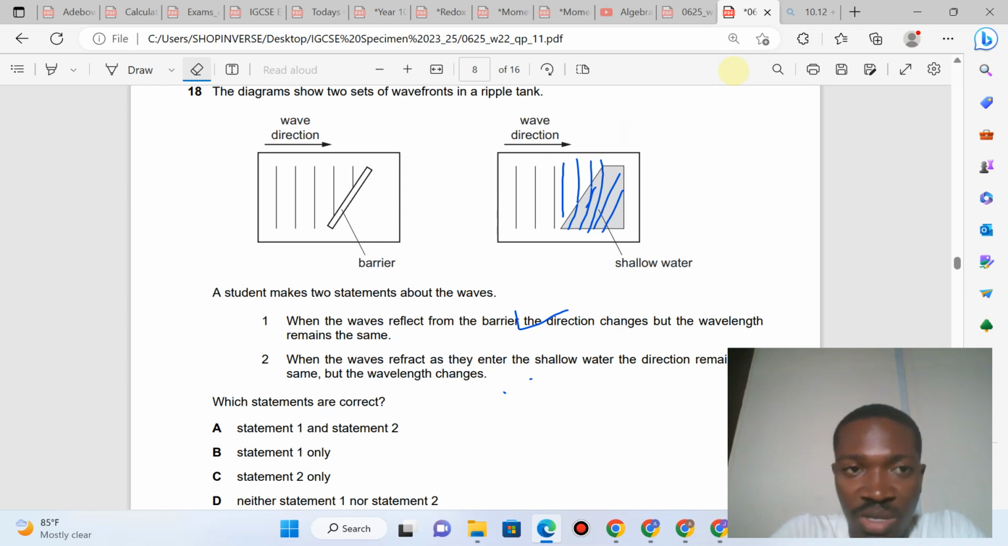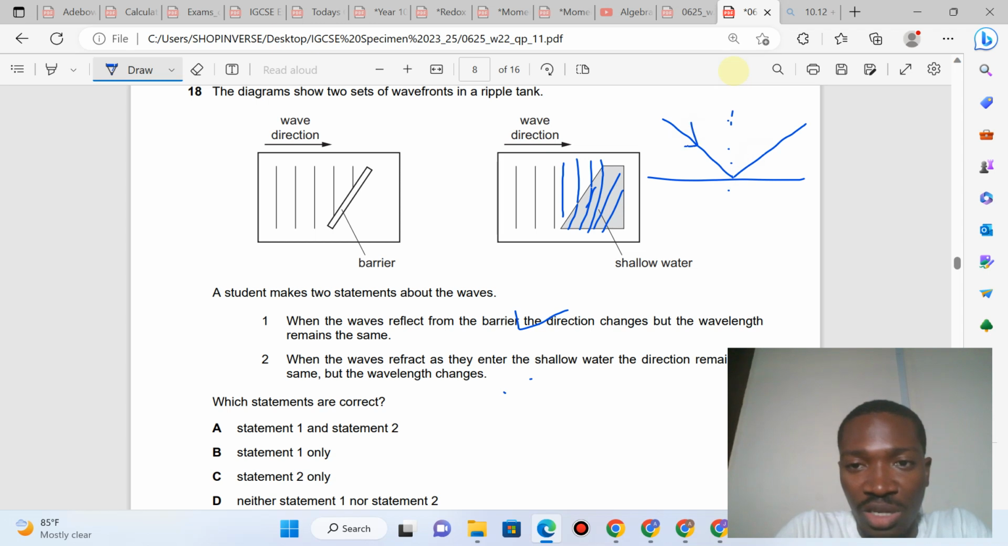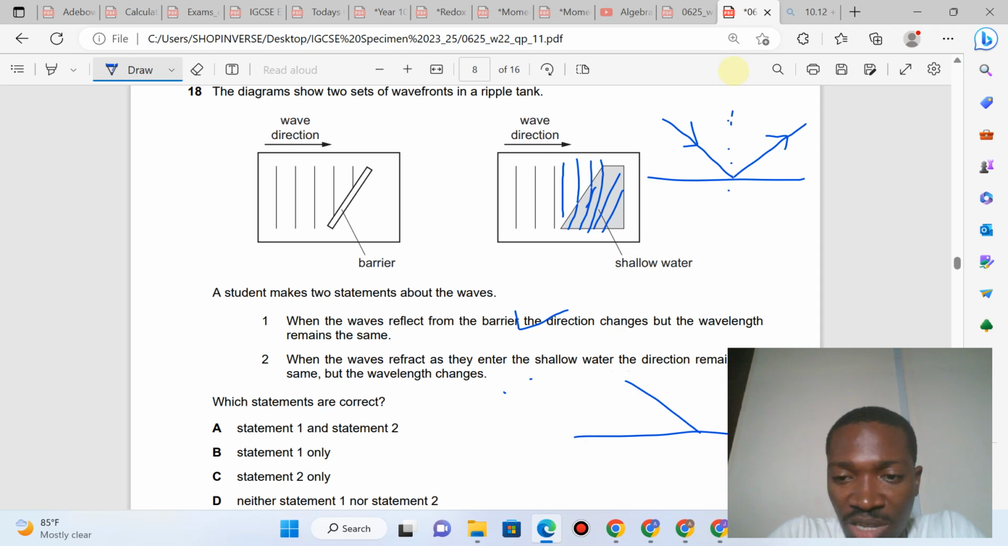Also, in the case of light waves, if you have a plane mirror here and this is the normal, if you have an incident ray, the direction of the ray will change. That means the ray has been reflected. And then during the refraction of rays, let's assume this is the air, this is the normal. This is the angle of incidence. There will be refraction, that means there will be a change in direction. This one here is the angle of refraction. So there will be a change in direction, okay?